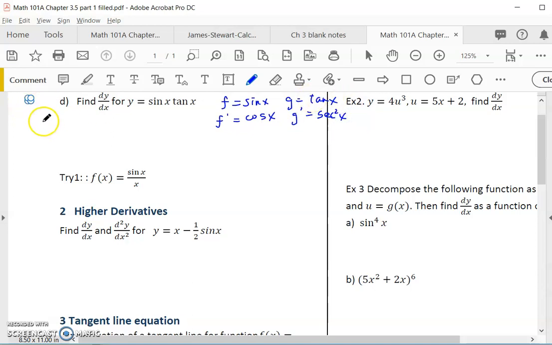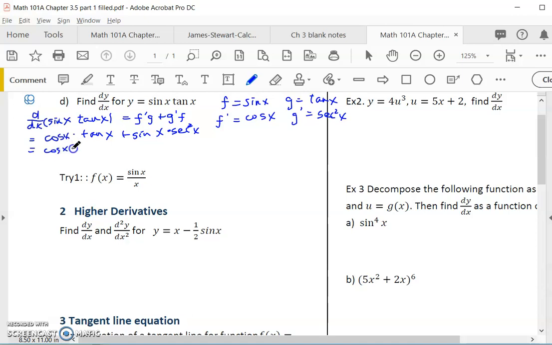So now we do dy dx. d dx of sine x tangent x will equal to f prime g plus f g prime, right? f prime g is cosine x times tangent x plus sine x times secant square x. So you could stop here because that is the answer. But usually when you check the answer, it doesn't look like this. If you look at this, they have 1, 2, 3, 4 different trig functions. Let's simplify it.